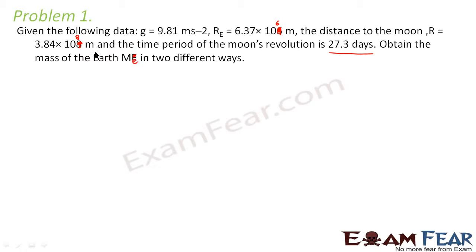This e is a subscript. So we are given the value of g, re, and r, that is the distance from the moon, and also the time period of the moon's revolution. So we have to calculate the value of mass of the earth.